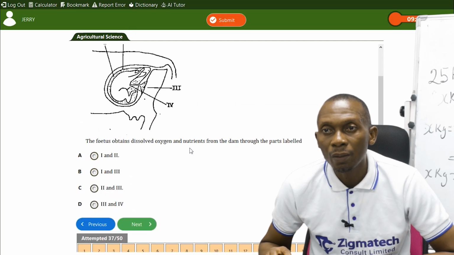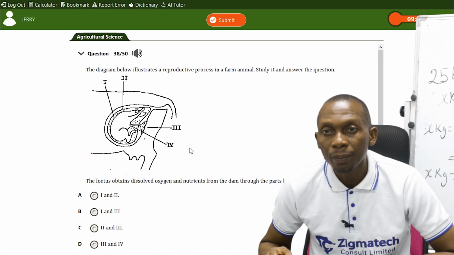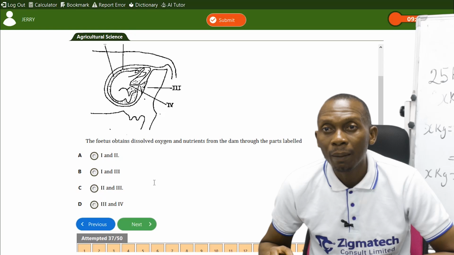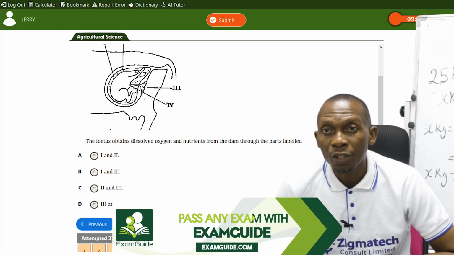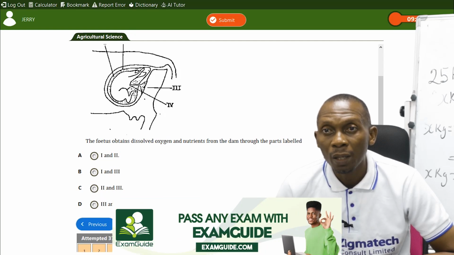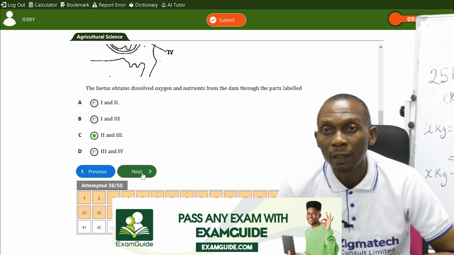Still on this illustration, on this diagram, they said the fetus obtains dissolved oxygen and nutrients from the dam through the parts. The placenta is of the dam, which is the female animal, and the fetus is the developing baby. You can see the connection has to do with the umbilical cord and the placenta, which is 3 and 4. So the answer is 3 and 4. That is C.